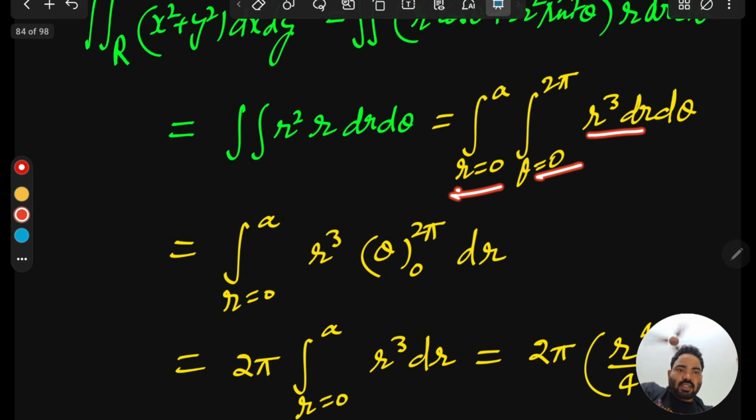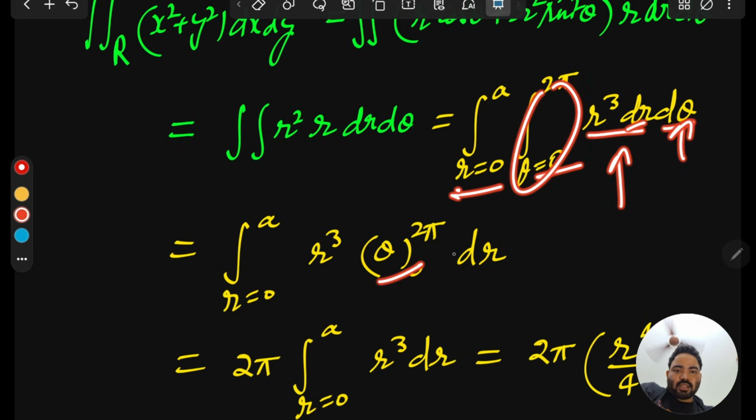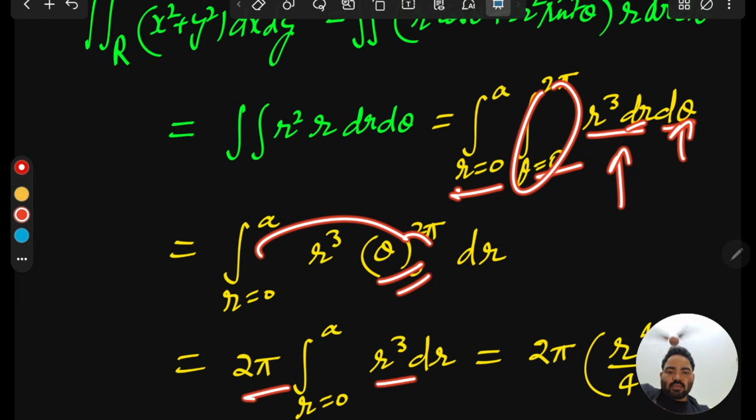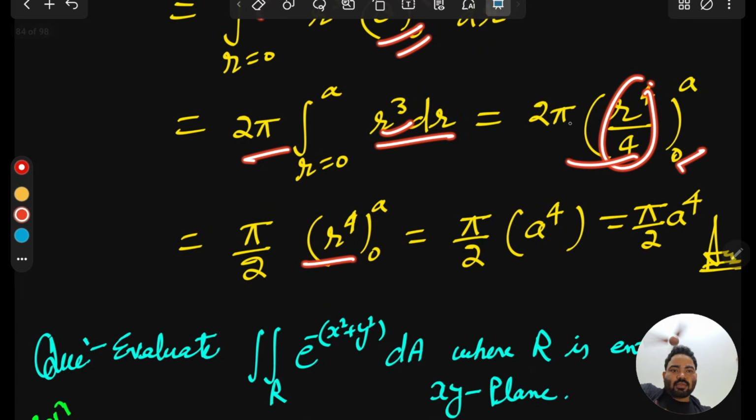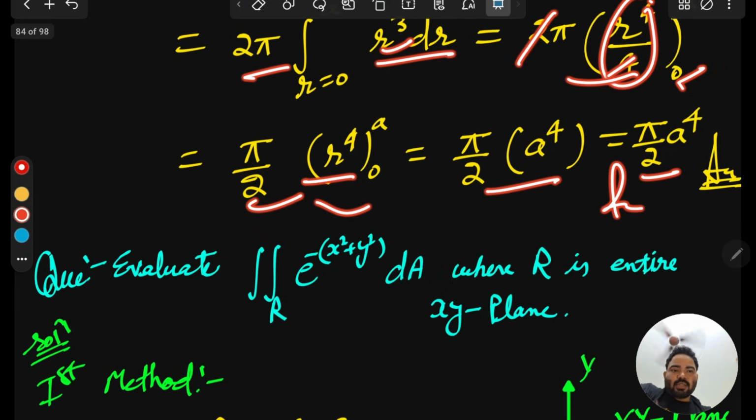So now it has become easy. Whether to do with respect to r first or theta first, it's up to you. If you are going to do with respect to theta, just put the theta limit, 2 pi, constant, just take 2 pi outside. Now just do with respect to r, r cube will become r to the power 4 upon 4. Just put the upper limit, lower limit, and then you can divide. So this is the way how you can solve.